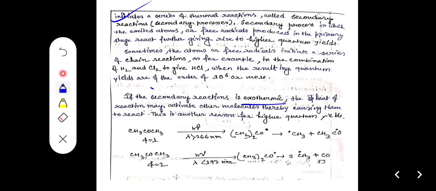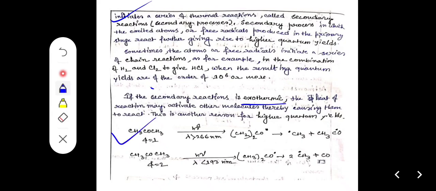If the secondary reaction is exothermic, meaning heat is released, the heat of reaction may activate other molecules, thereby causing them to react. Suppose we have to provide some heat for initiation, but the reaction is exothermic, so the heat released can be sufficient to produce a series of secondary reactions. That's why the overall chemical yield is greater than 1. This is another reason for higher quantum yield.